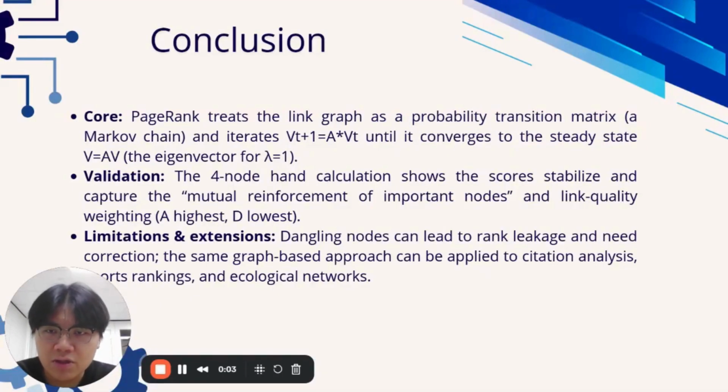And for the conclusion, the main core of our presentation: PageRank treats the link graph as a probability transition matrix. It is, for example, a Markov chain, iterated as V(t+1) equals A times V(t), until it converges to the steady state V equals AV, which is the eigenvector for lambda equals 1. For validation, the 4-node hand calculation shows the scores stabilize and capture the model's reinforcement of important nodes and link quality weighting, like A is the highest and D is the lowest.